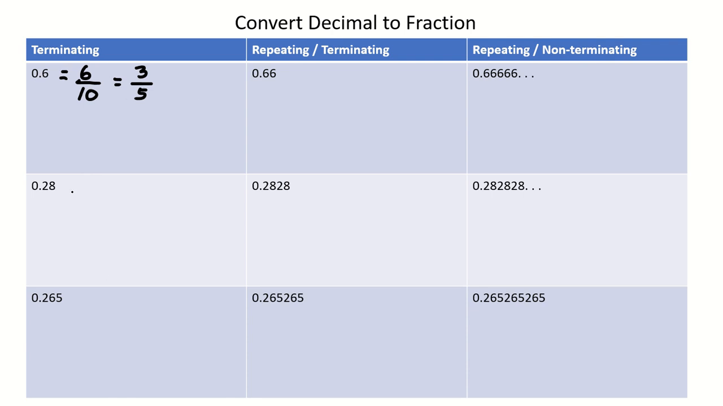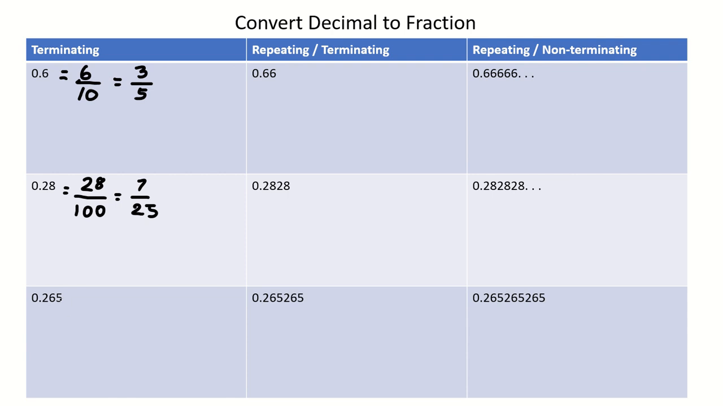Here's another one. Count the number of decimal places. That number corresponds to the number of zeros of the power of 10. So in that case, 100. So get the whole number, 28, divided by 100, with 2 decimal places, 2 zeros. And we can further reduce this: we can divide both by 4. So 28 divided by 4 is 7, and 100 divided by 4 is 25.